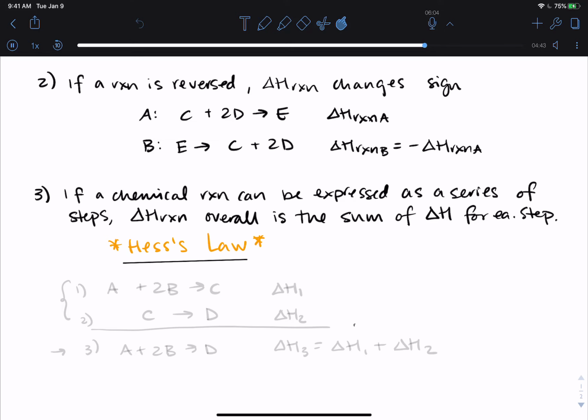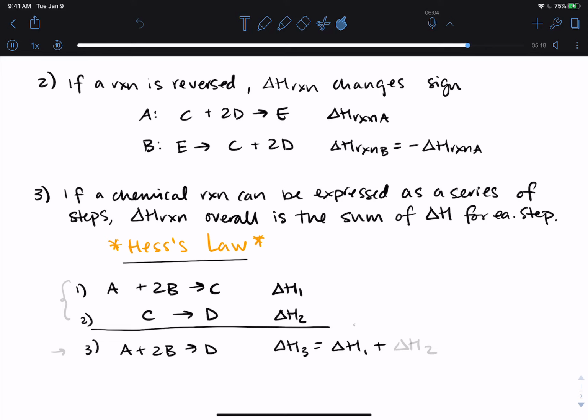So just so that we also have an example here, if our first reaction is A plus 2B going to C, and this is deltaH1, our second reaction is C going to D, with delta H2. So I guess I should label these 1, 2. Reaction 3 is A plus 2B going to D. Delta H3 is equal to delta H1 plus delta H2.